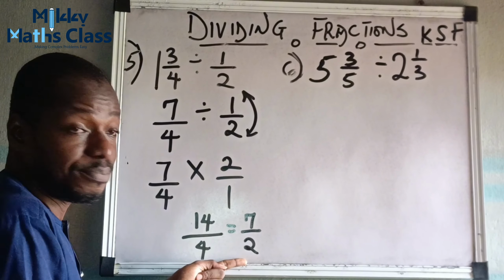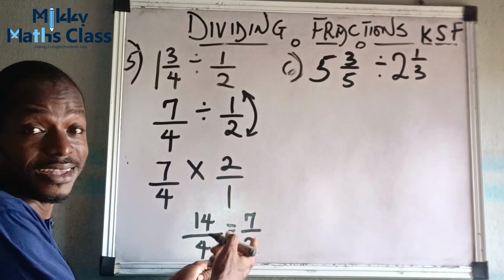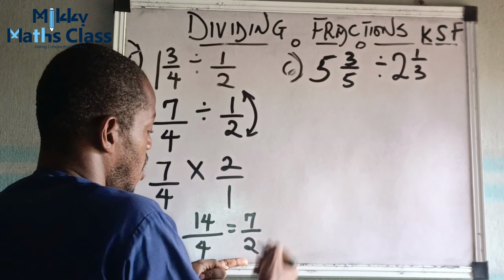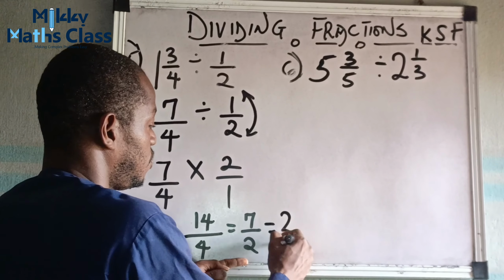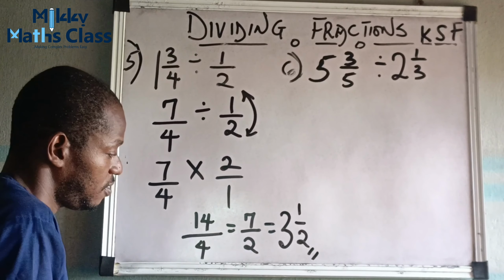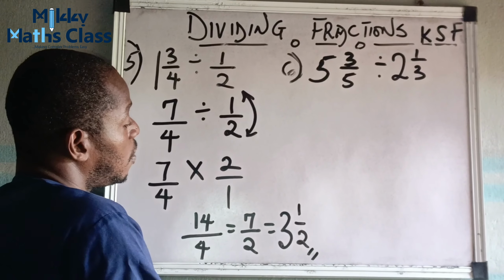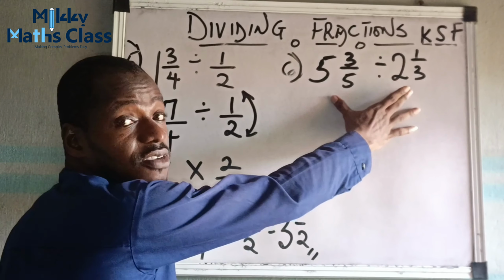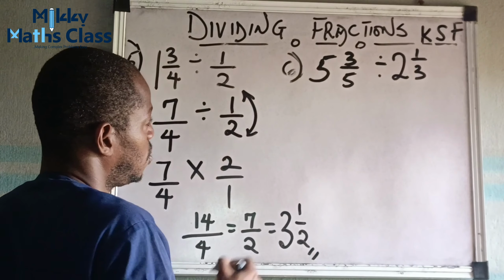Now you can put your answer in a mixed number. How many 2 do you see in 7? That's 3, remainder 1 over 2. So 3 and 1/2 is the answer. Now, let's do the same for this one.